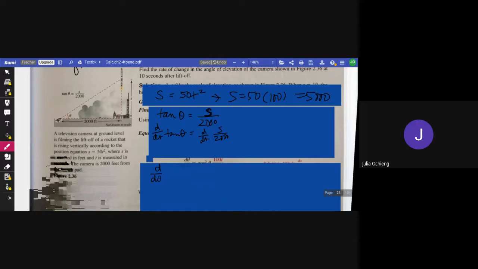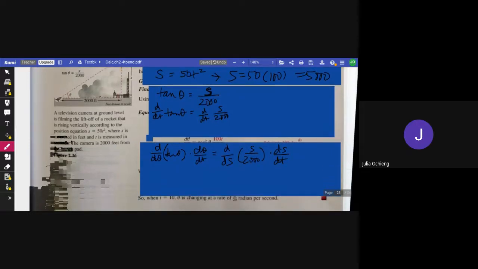So that's going to be d over d theta of tan theta times the change in rate in theta equals, again, chain rule for that side. Derivative in terms of S over 2,000 times the derivative of S in terms of time. All right, so this is going to be secant squared theta times d theta over dt equals 1 over 2,000 times dS over dt.